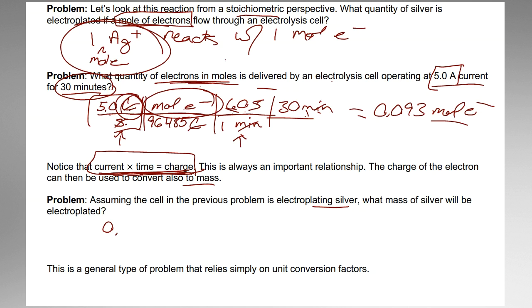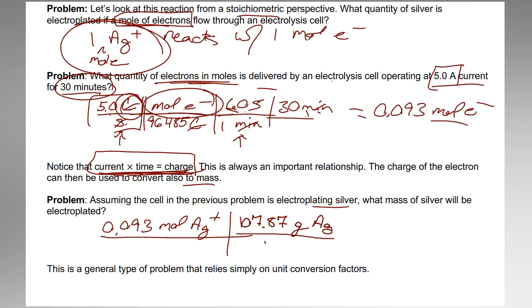Because we know there's a one-to-one stoichiometric relationship between moles of electrons and moles of silver. So we know that 0.093 moles of silver ions are electroplated. And we quite simply need to multiply that now by the molar mass, 107.87 grams of silver per mole of silver. So we expect our answer to be about a tenth of that. It turns out, in terms of significant figures, we can electroplate precisely 10 grams of silver in this process.